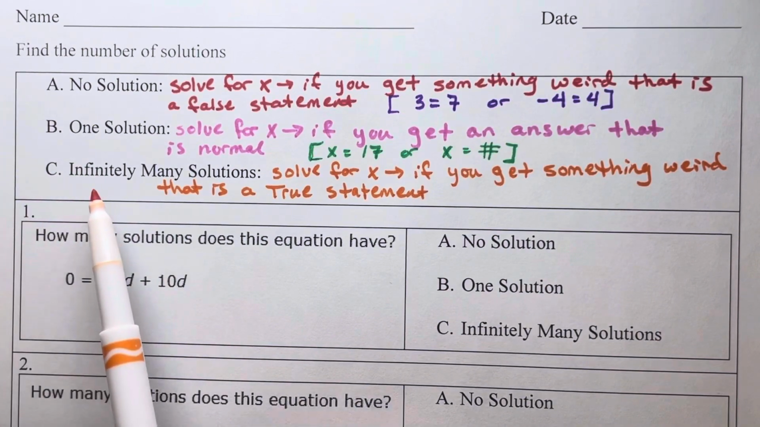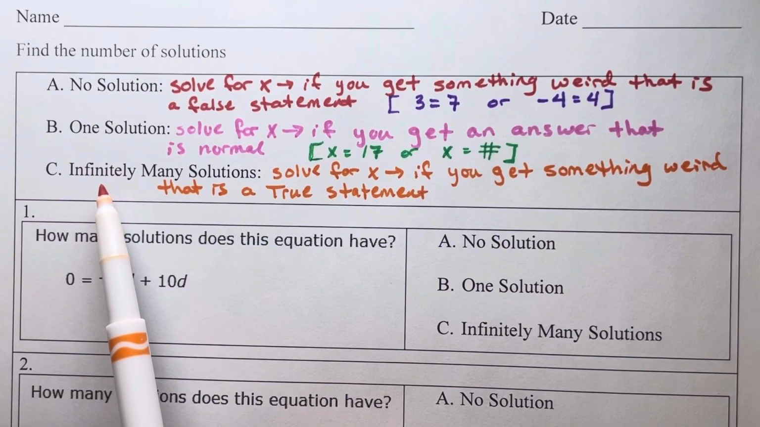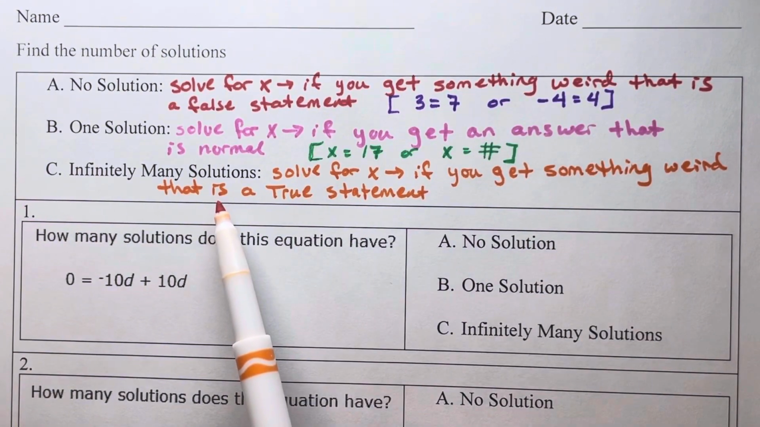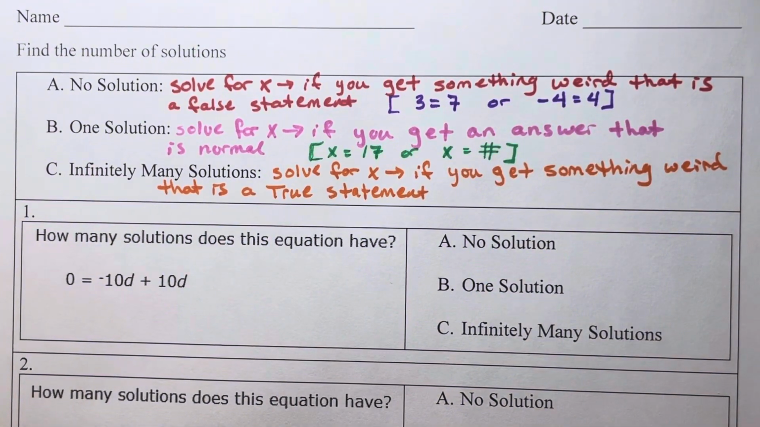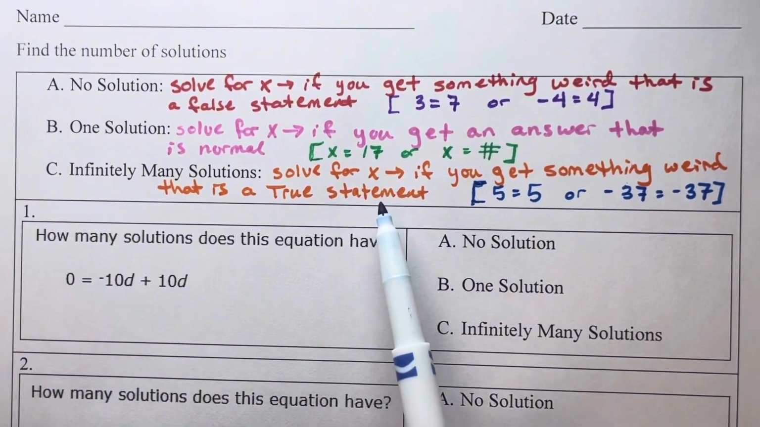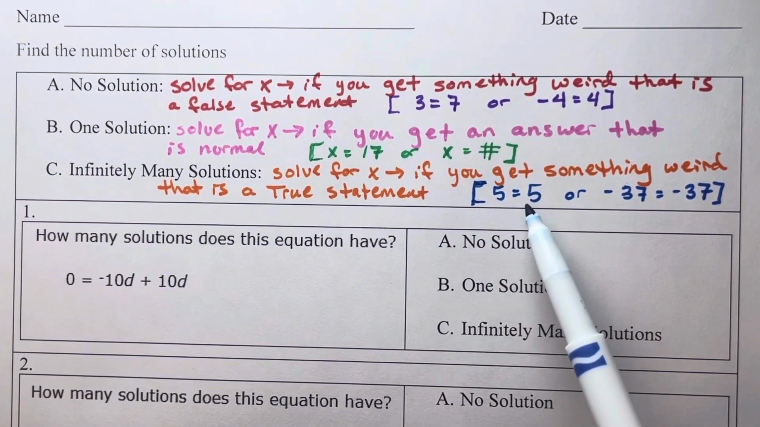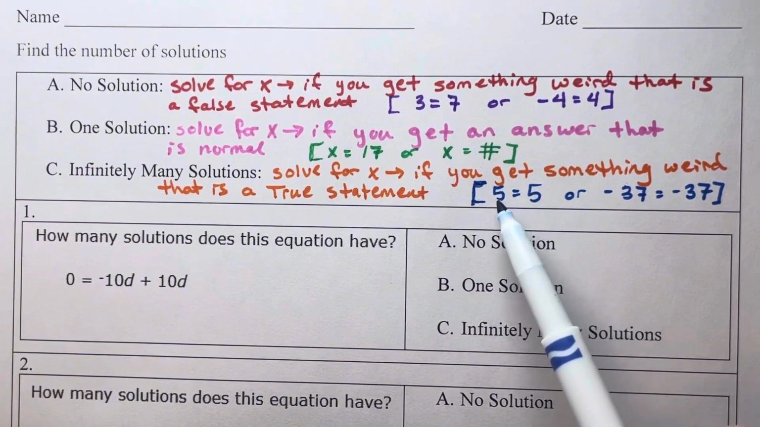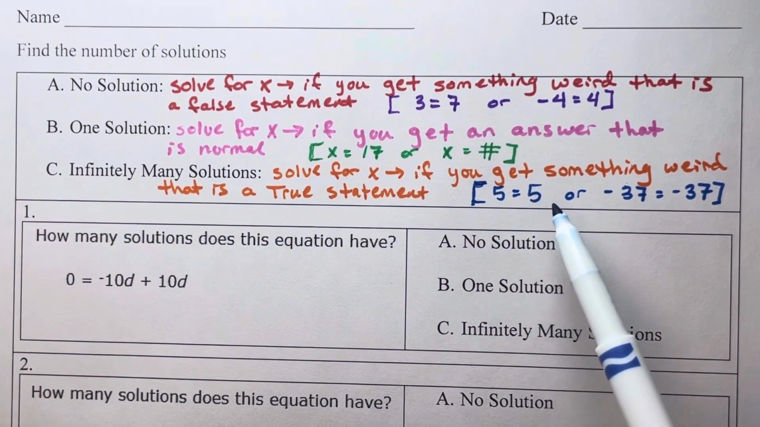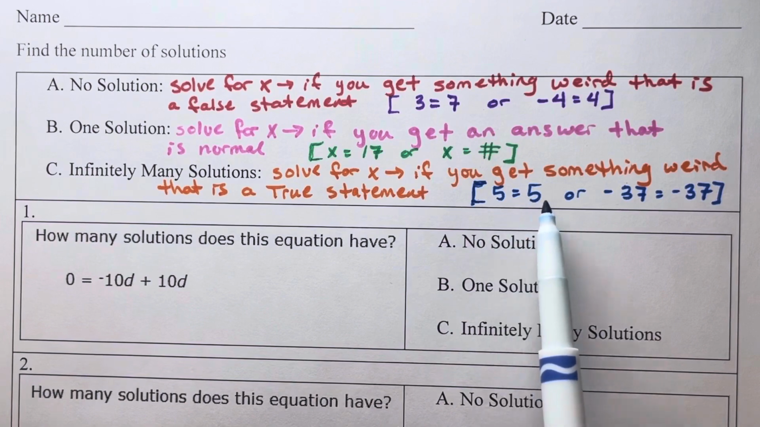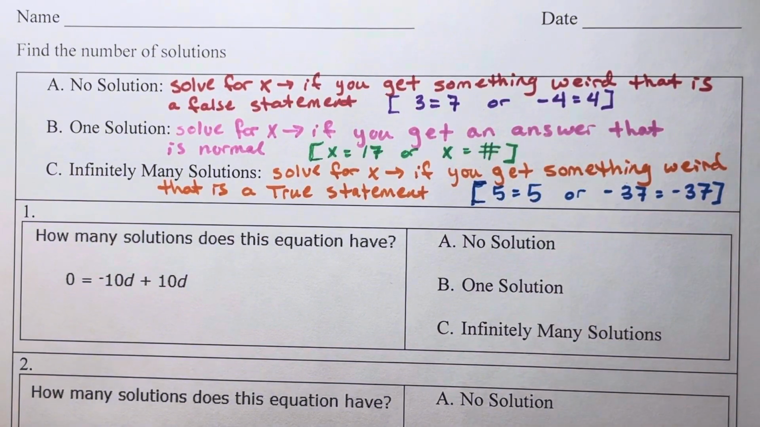Finally, you will know if your equation has infinitely many solutions if you solve for x and then you get something weird, but it's a true statement. So for a true statement, again, all of your x's are going to cancel out, leaving you with just simple numbers. But these numbers will match. They will be the same. It will be a true statement because 5 does equal 5. Or -37 really does equal -37. So to be infinitely many solutions, the numbers have to match and all of your x's are gone.